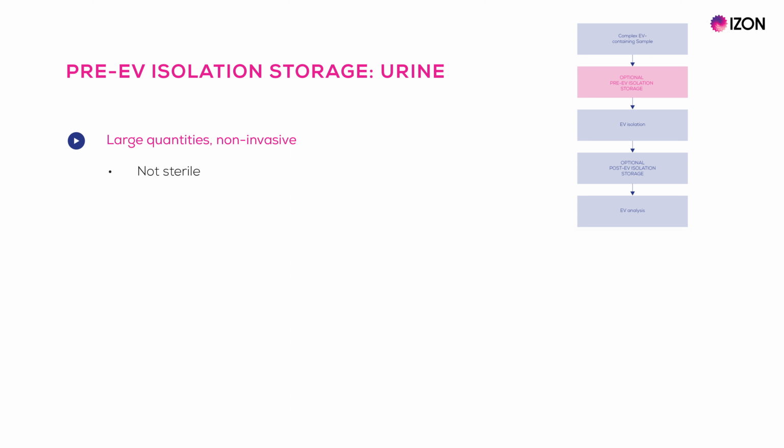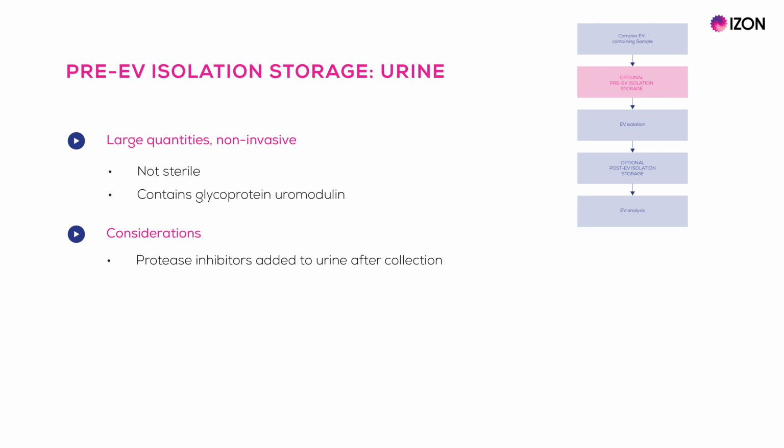Urine is a convenient and popular source of EVs that can be sourced repeatedly, non-invasively, and in large quantities. Urine is not a sterile biofluid, therefore minimizing the influence of bacterial contamination is a significant factor for urinary EV analysis. Also, urine contains significant amounts of aggregating glycoprotein uromodulin, or Tamm-Horsfall protein, which can entrap EVs. In general, studies have shown that protease inhibitors prevent the significant degradation of membrane-bound proteins and small EVs when added to fresh, unprocessed urine immediately after collection.